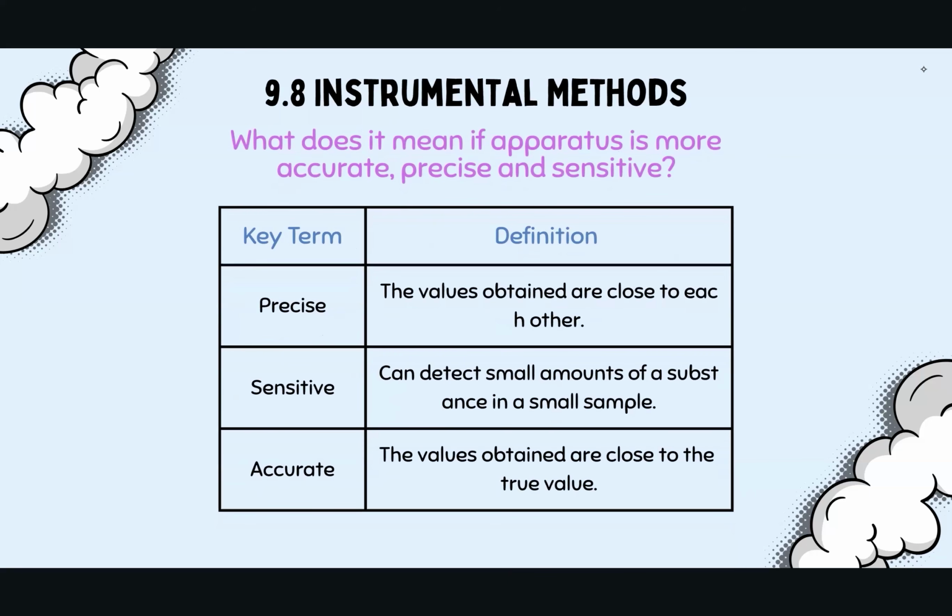Okay, now what does it mean if apparatus is more accurate, precise, more sensitive? These are keywords that will benefit if you have an understanding of the difference between the three. If it's precise, it means the values obtained are close to each other. If it's sensitive, it means it can detect small amounts of substance in a small sample. If it's accurate, the values obtained are close to the true value. So precise and accurate are different things. Precise means the values obtained are close to each other. That doesn't necessarily mean that they're accurate. Accurate means the values obtained are close to the true value.